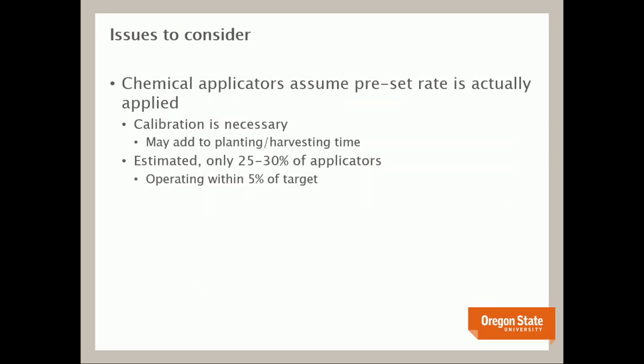Issues to consider: chemical applicators assume the preset rate is actually applied, so calibration is necessary, and may add to planting or harvesting time. It is estimated that only 25 to 30% of applicators operate within 5% of target.